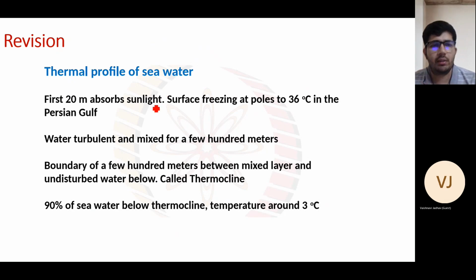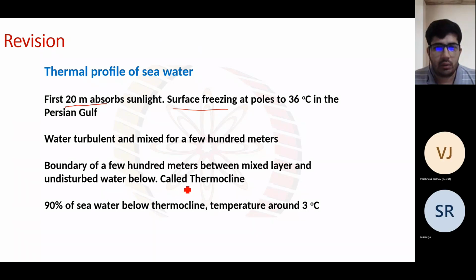The thermal profile of seawater: the first 20 meters of the surface absorbs sunlight. Surface temperature ranges from freezing at the poles to 36 degrees in the Persian Gulf. Now the water is turbulent and mixed for a few hundred meters. The boundary of a few hundred meters between the mixed layer and the undisturbed water below is called the thermocline. 90% of seawater below the thermocline has a temperature around 3 degrees.